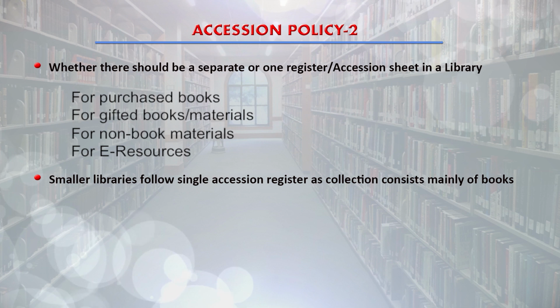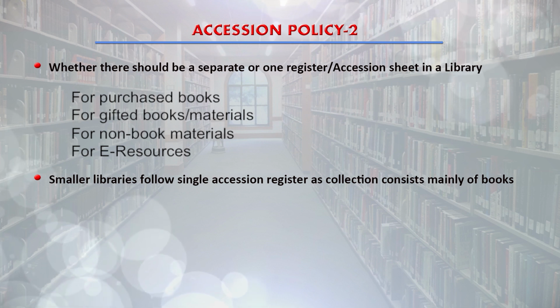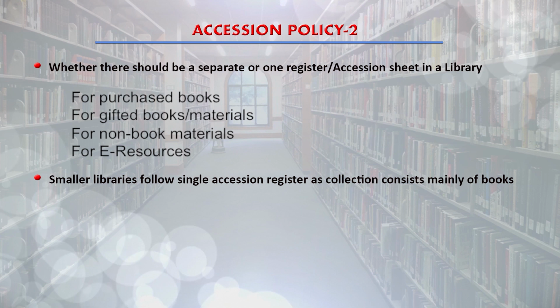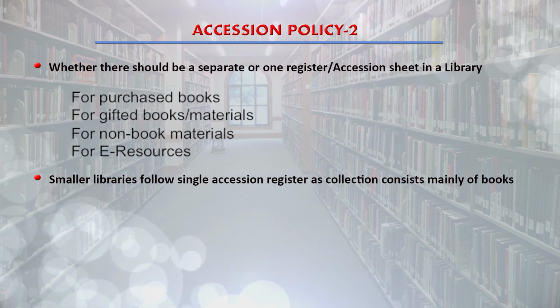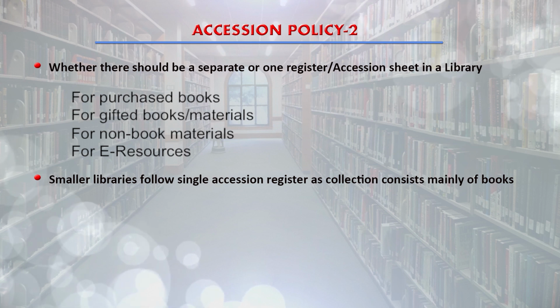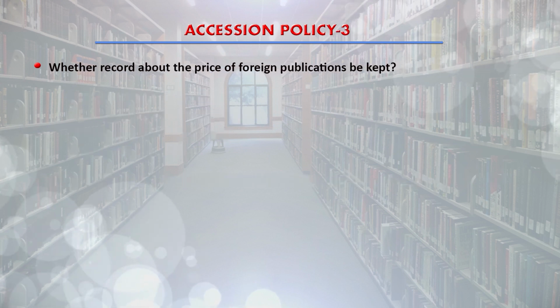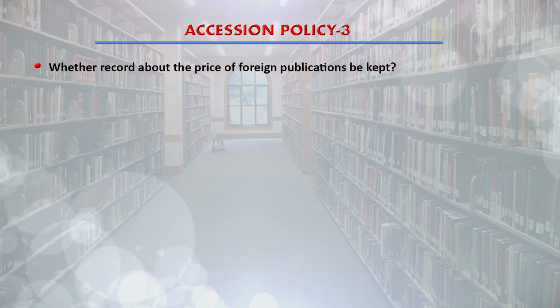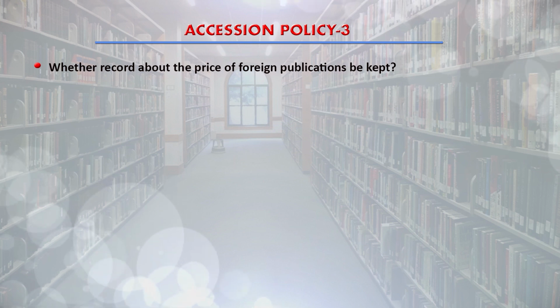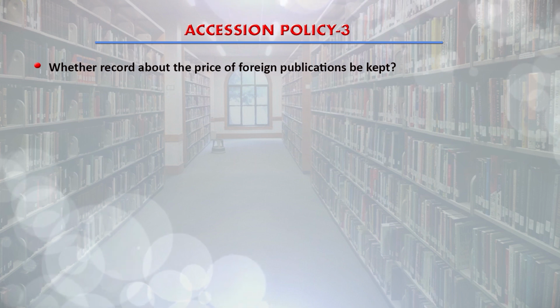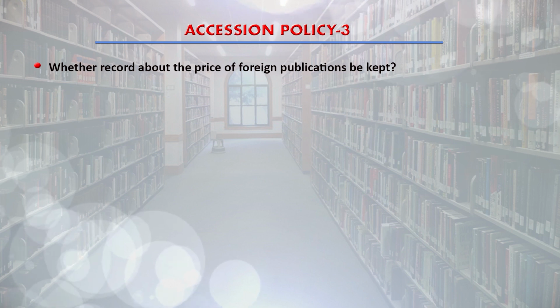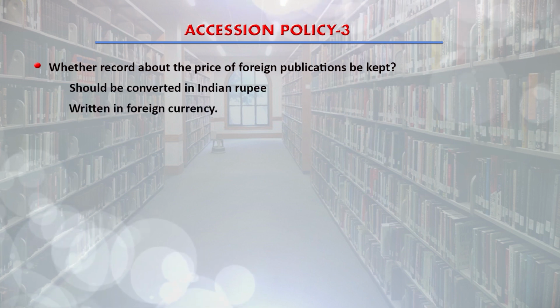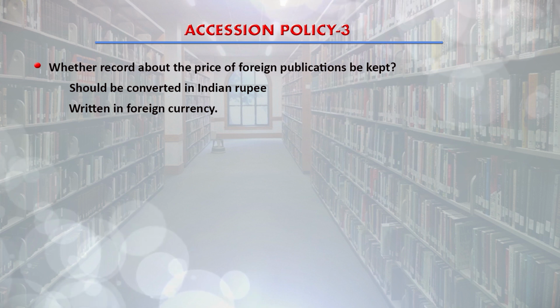Now, for a smaller library, as I was mentioning, a single registration number accession register will do, but for a larger library we need more accession registers. Now when you talk about the accession policy further, should records about the price of foreign publications be kept, whether we should put them or not? Should they be converted into Indian rupees or written in the foreign currency itself?